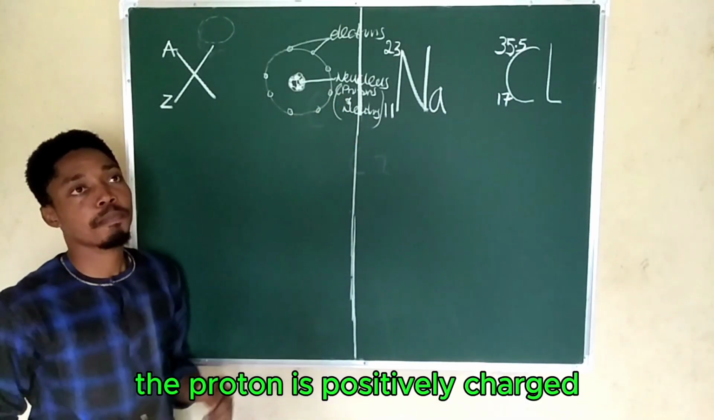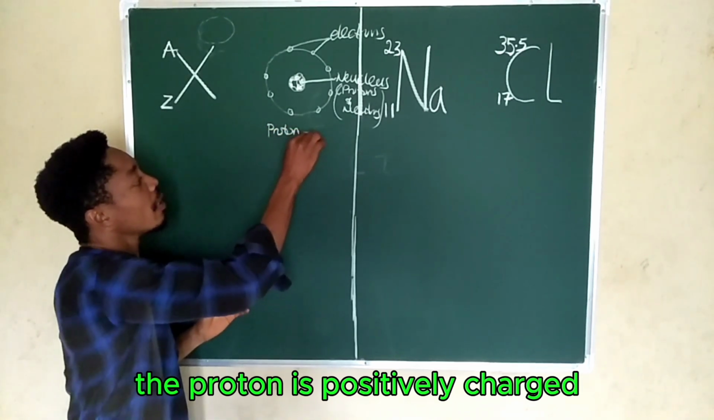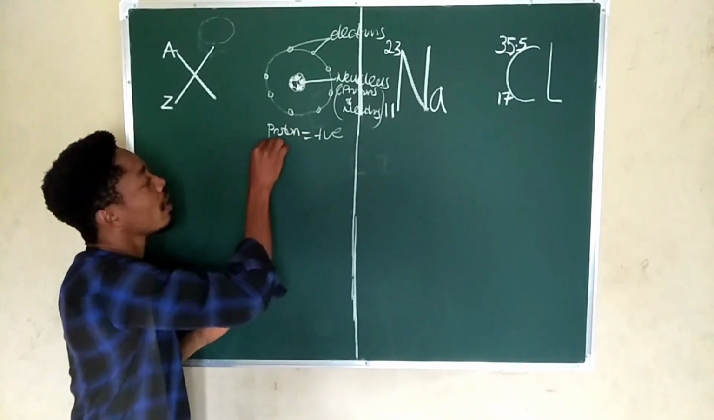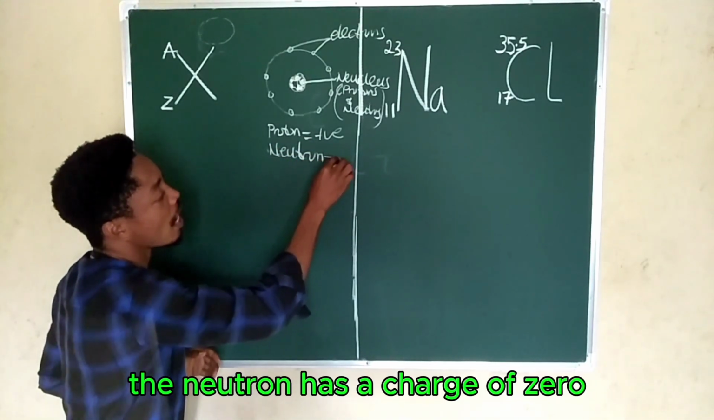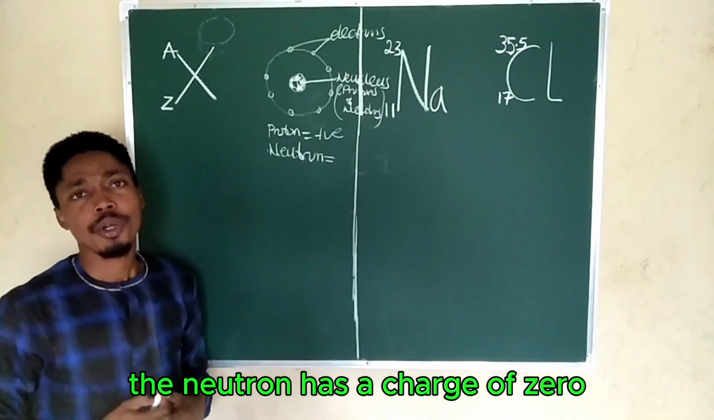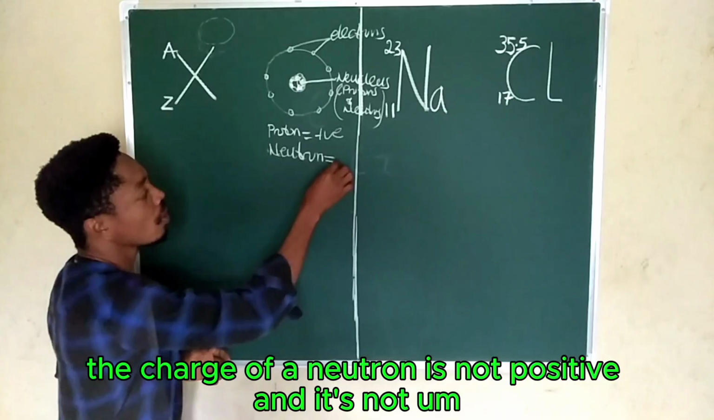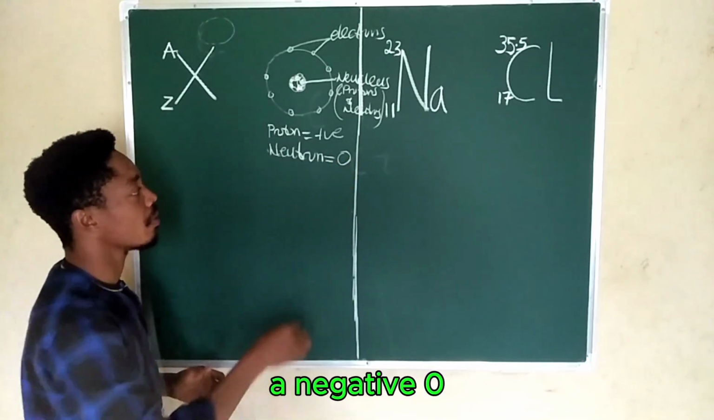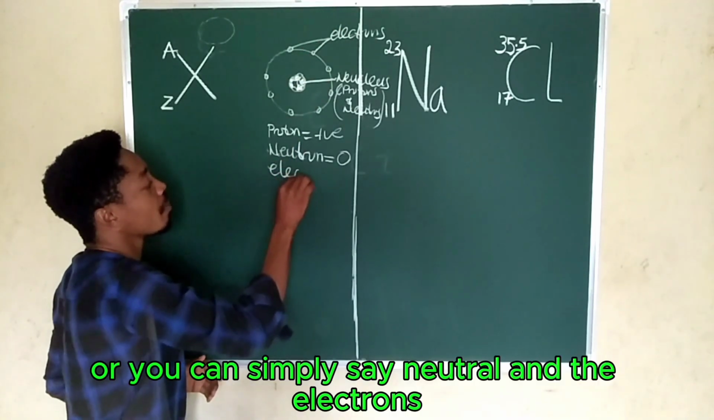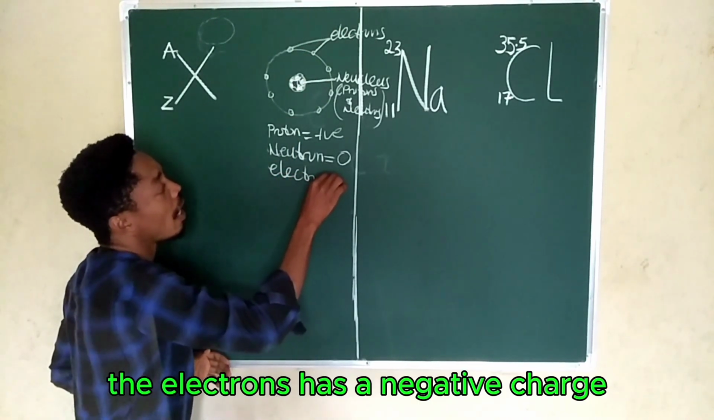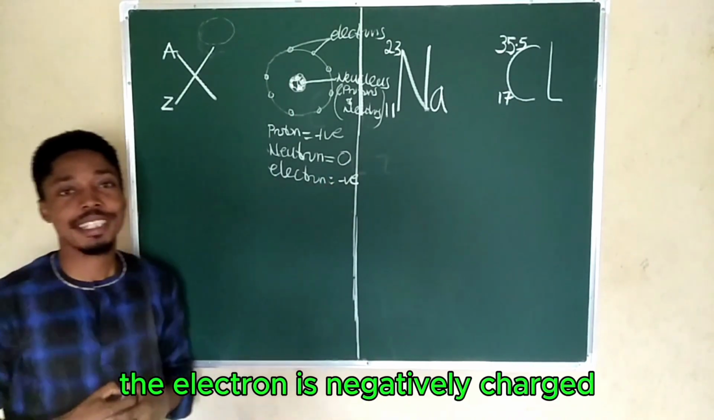The proton is positively charged. The neutron has a charge of 0, or you can say it has a neutral charge. The charge of the neutron is not positive and is not negative, 0, or you can simply say neutral. And the electron has a negative charge. The electron is negatively charged.